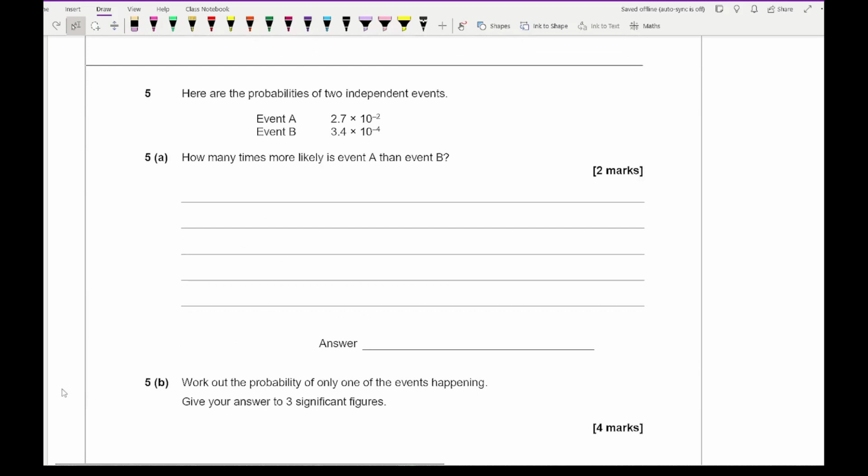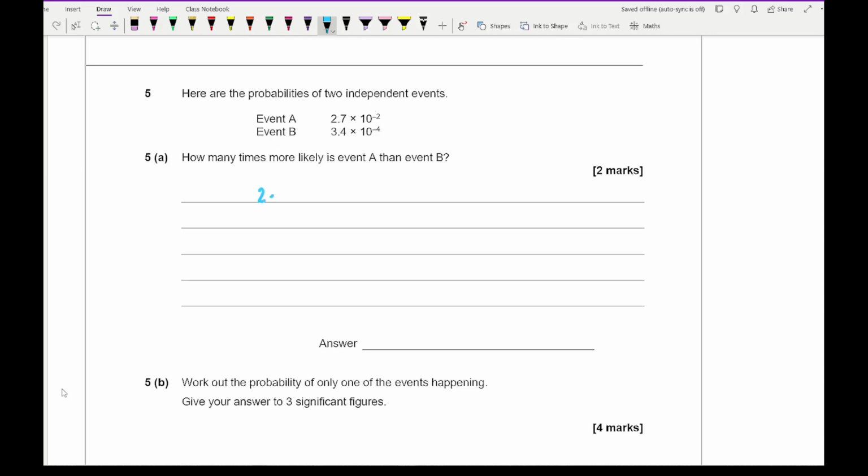Moving on to question 5, it says here are the probabilities of two events. Event A has a probability of 2.7 times 10 to the power minus 2. Event B has 3.4 times 10 to the power minus 4. How many times more likely is event A than event B? Now to do this, all we need to do is simply divide the two.